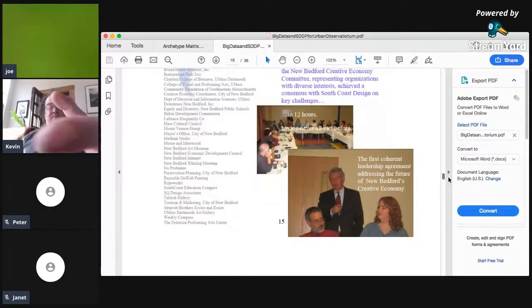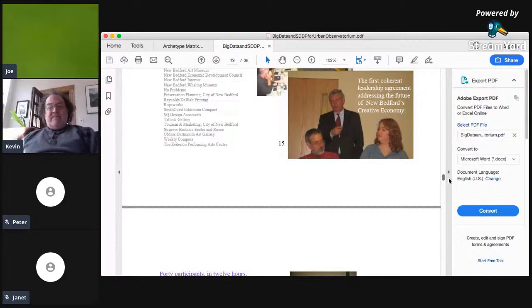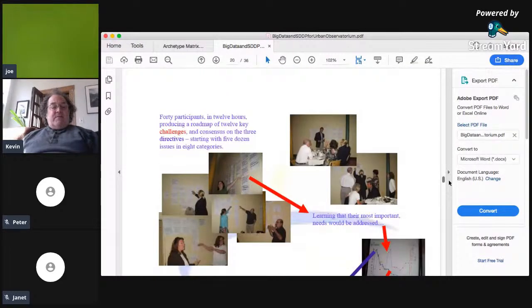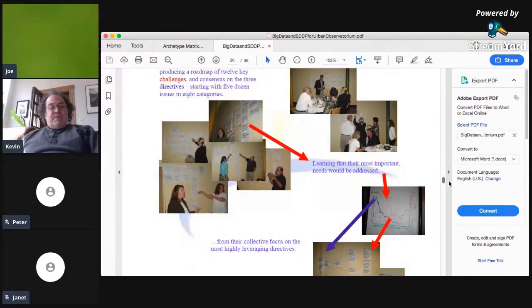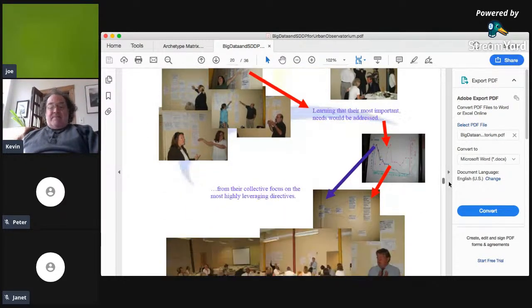How long did it take? What did it look like? There's one of the figureheads of the project. We produced a roadmap of the challenges and some directives to solve it. We also show some group learning.